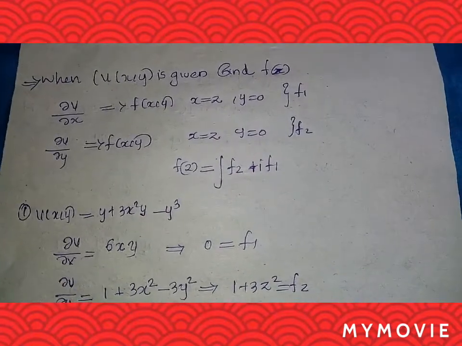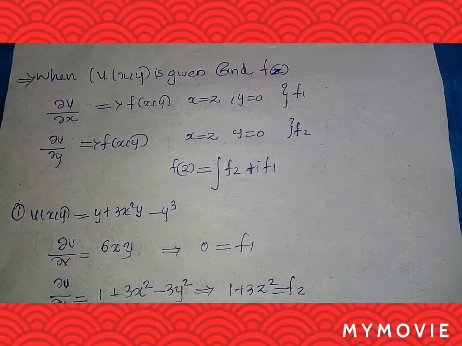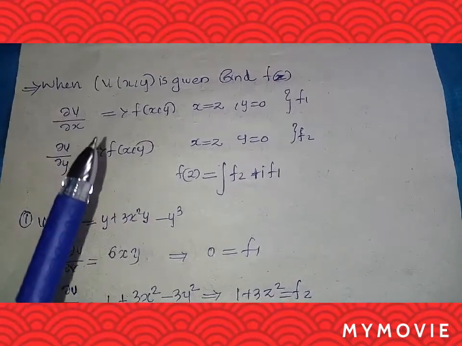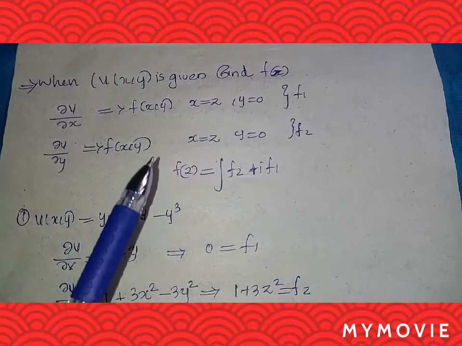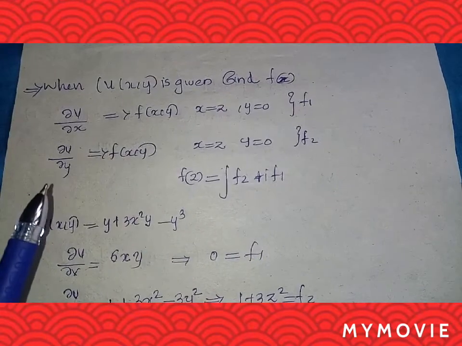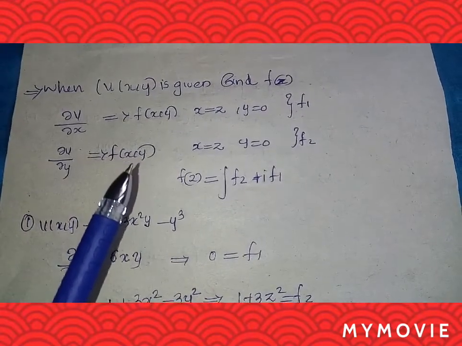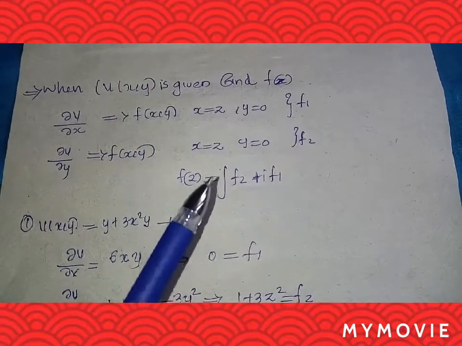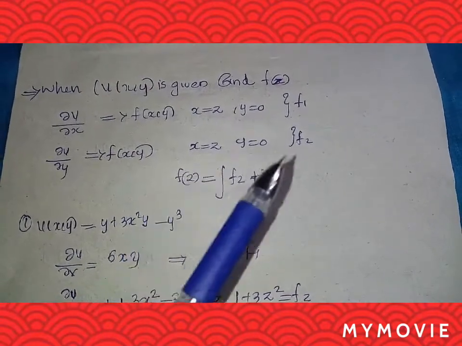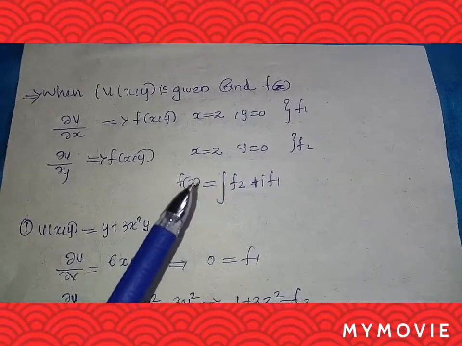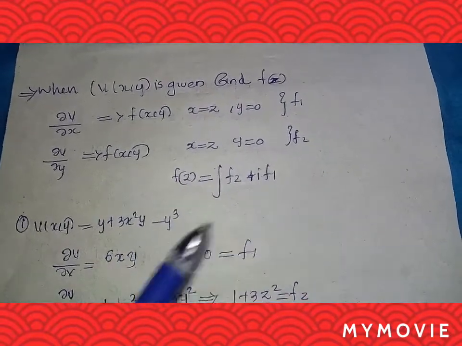When the imaginary term is given, we have to find the analytic function by the procedure: ∂v/∂x is equal to f(x, y). Put x equal to z and y equal to 0, that will give you f1. And ∂v/∂y is f(x, y). Put x equal to z and y equal to 0, we get the function f2. f(z) is equal to the integral of f2 plus i f1.